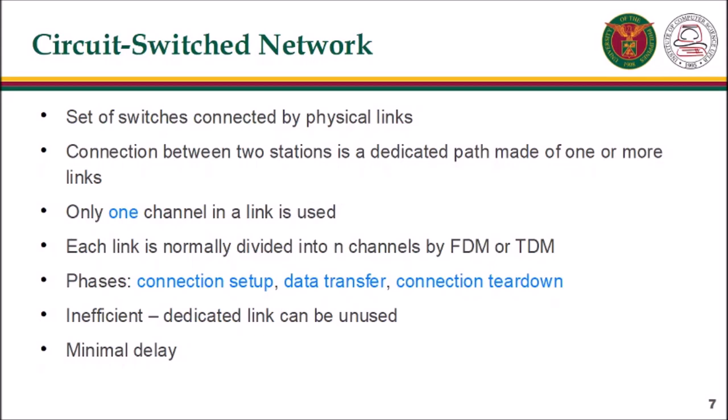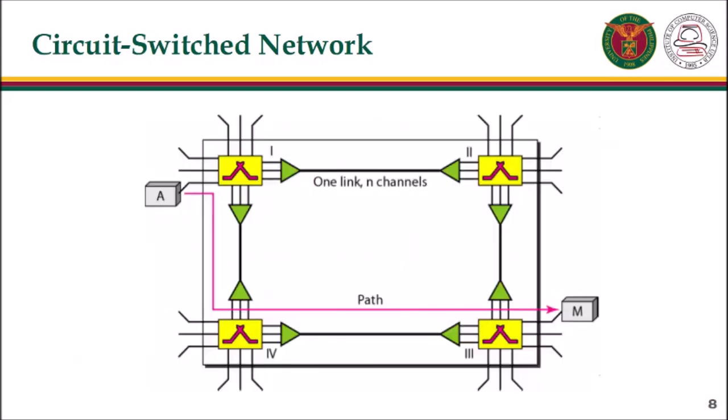It has three phases: connection setup, data transfer, and connection teardown. It is efficient, and some dedicated lines can be unused. It has minimal delay. This figure shows a trivial circuit switch network with 4 switches and 4 links. Each link is divided into 3 channels by using FDM or TDM.